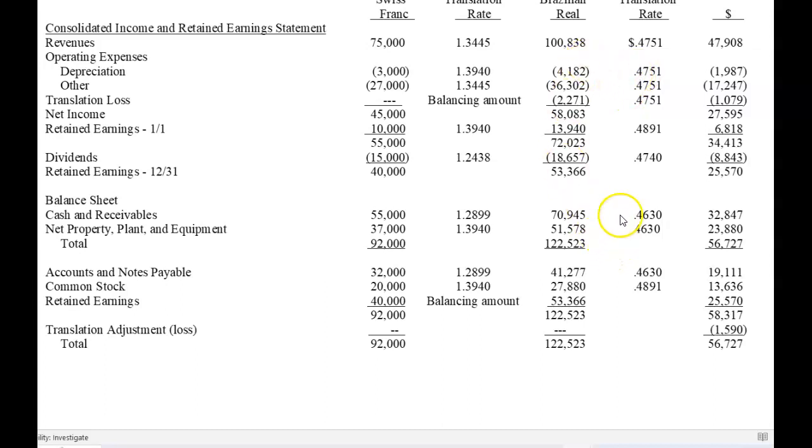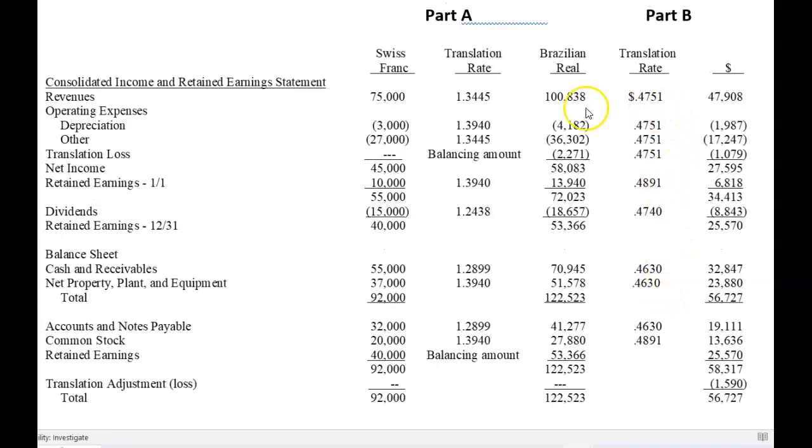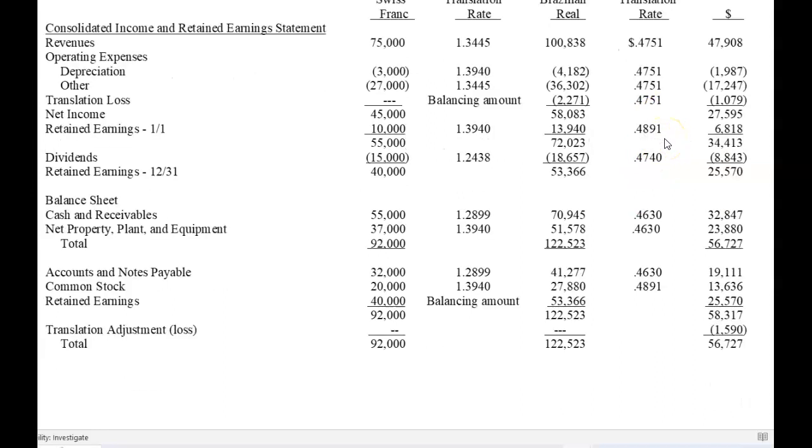After we do that, we come up and take the translation rates and take the Brazilian currency and translate it into the US dollars. So average rates here. When remeasuring, you use a historical rate for depreciation. In the translation process, you just use the average rates. The retained earnings at the beginning of the period, you use the 1/1 historical rate. The dividends, you use the rate in effect as of that date. And that gives you retained earnings of 25,570, which you drop down here.